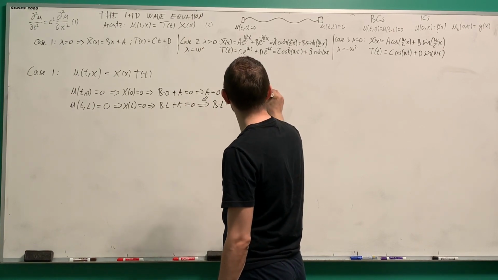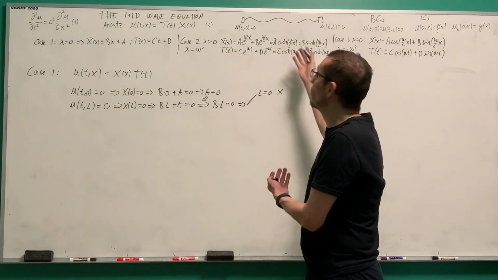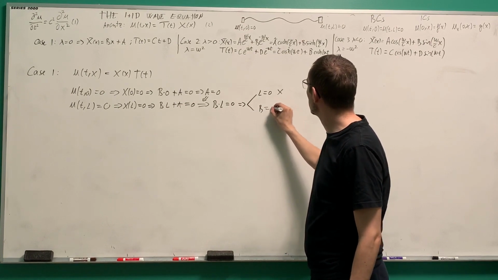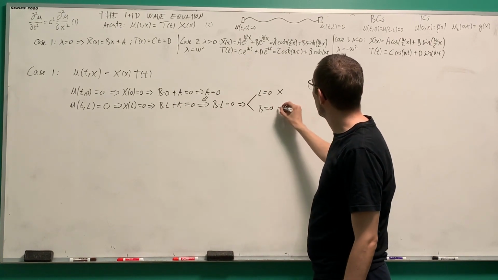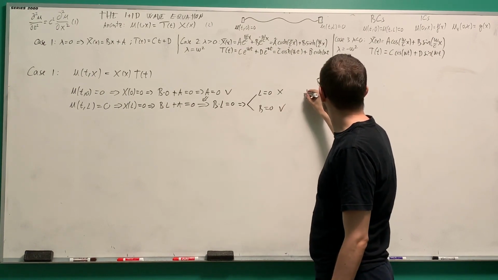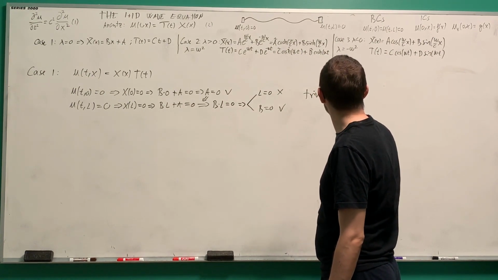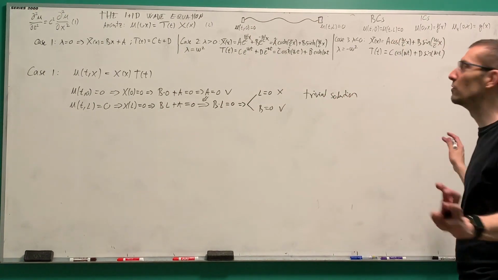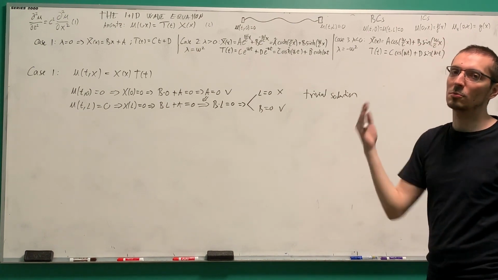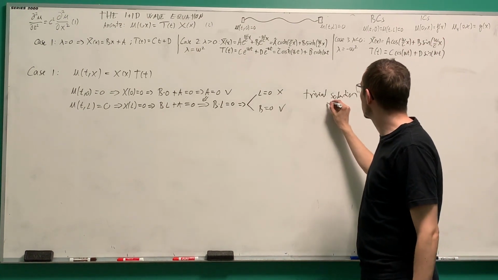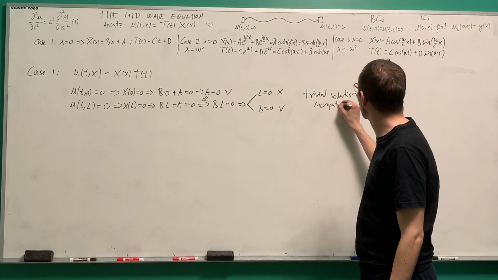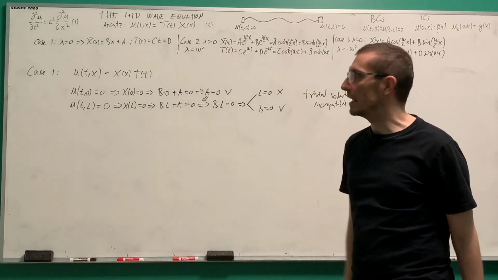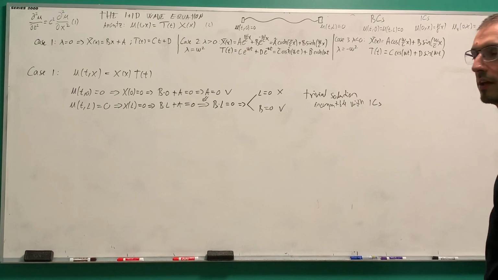Two possibilities: either L is equal to 0, which is incompatible with a string of a finite length, or B is equal to 0. So of all the options we have, this is the one, and in this case we get the trivial solution. And with the trivial solution nothing happens, the string is stationary and doesn't move at all. It's not compatible with an initial condition that has some movement of some shape. So in this case it's incompatible with the initial conditions. Alright, so no valid solutions from case 1.